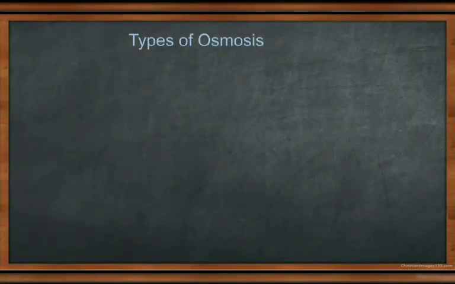Next one is types of osmosis. First, what is cytosis? Cytosis means cells. The study of cells is called cytology. There are two types of osmosis that we will learn here: the first is endosmosis and the other is exosmosis.